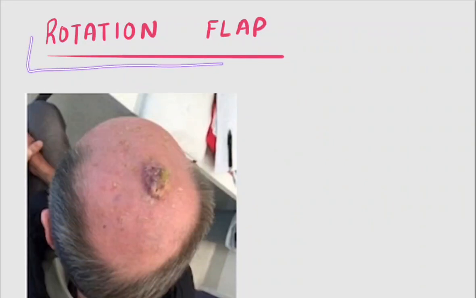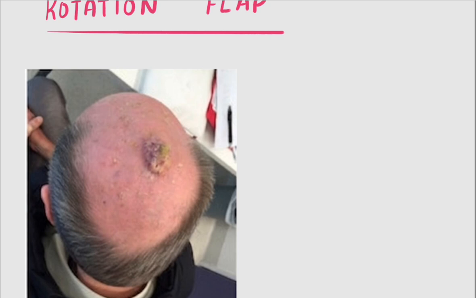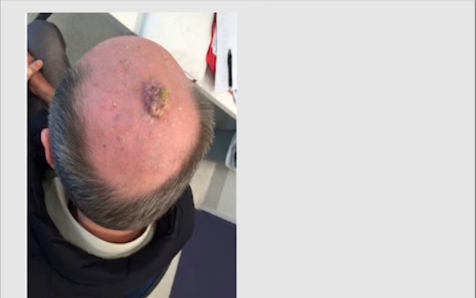Today we will be discussing a rotation flap by taking the example of a cutaneous horn on a scalp. For a scalp lesion, a rotation flap is a very good flap. Let's take this example. We will first mark this cutaneous horn and enclose it in a circle.